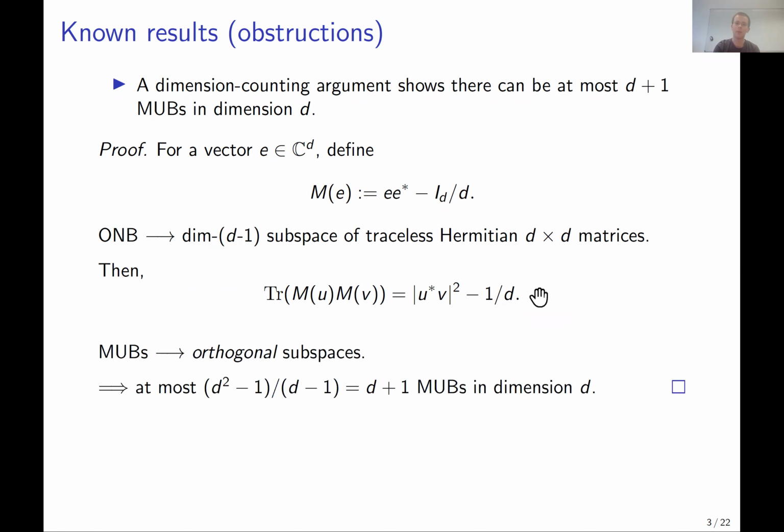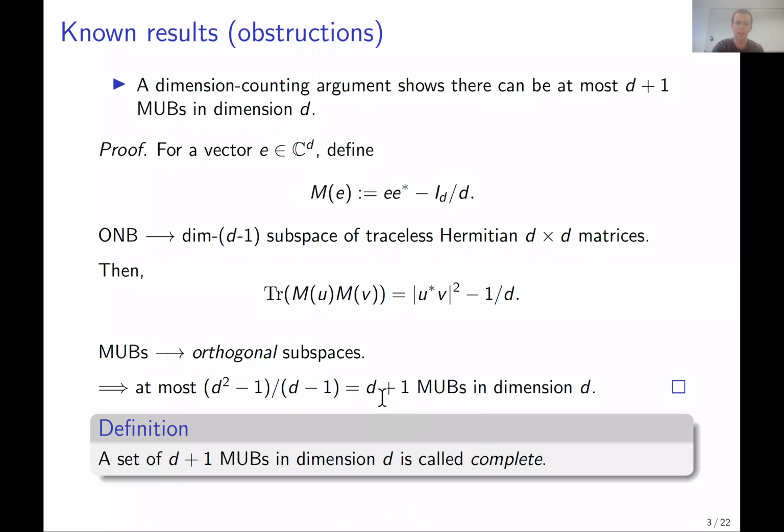But the nice thing about this formula is that if you would apply this same map to MUPs, then you actually get orthogonal subspaces, right? Because the MUP condition was exactly that this right-hand side here vanishes. Okay, so MUPs are being sent to orthogonal subspaces. And then just by counting the dimension of this space of traceless Hermitian matrices and dividing it by d-1, you get that there can be at most d+1 MUPs in dimension d. Okay, so that's the only known universal upper bound that we have.